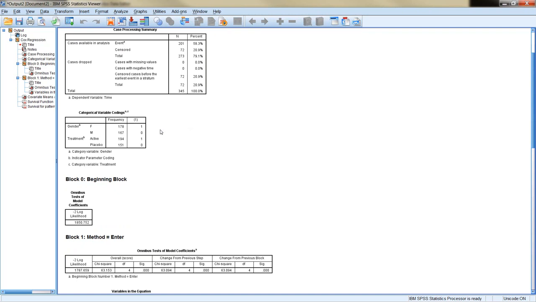So you also want to look at these categorical variable codings. You could set it up to go a certain way, but SPSS is happy to do it for you. Just make sure you check that SPSS did it the way you want, because it is nice enough to code the categorical for us, but check to make sure the treatment is 1. Here is how it coded. It coded females as 1 and males as 0. And here's how many were in each group. We had 178 females, 167 males. We had 194 that were active, and 151 people were placebo. We just want to make sure that's correct.